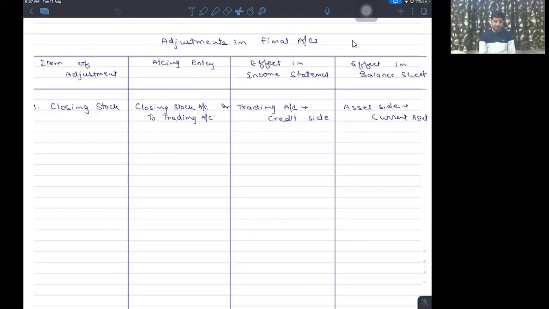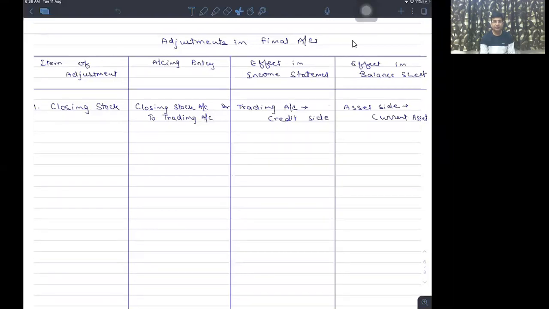Yesterday in the lecture, we had started talking about the different adjustments, if you observed, and how these adjustments will have effects in the final accounts. I said we will be talking about it from the perspective of accounting entries, and about the effects to be given in the final accounts. Understand a point in here.